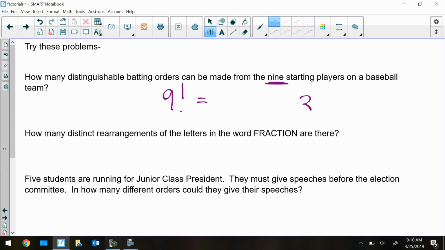362,880. There are a lot. 362,880 different ways that a baseball coach could come up with their batting order.